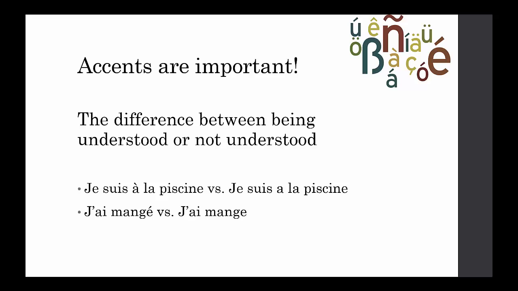In the second example, j'ai mangé means I ate, whereas j'ai mange means I have eat. As you can see, the accent makes a huge difference in meaning, so it's not a mere option when you're spelling, but a required part of spelling correctly and thus being understood.